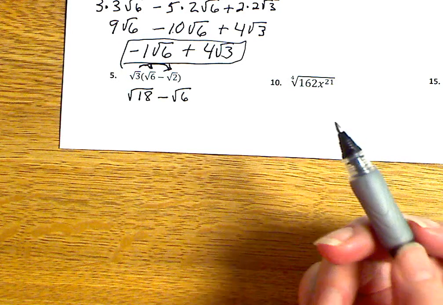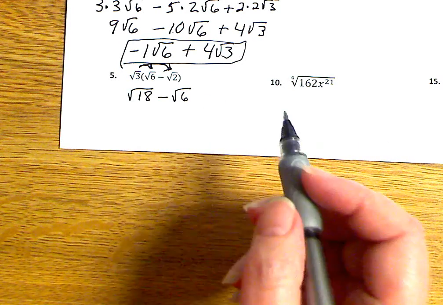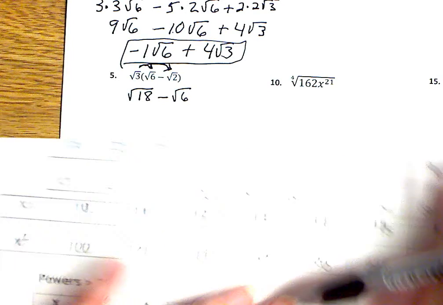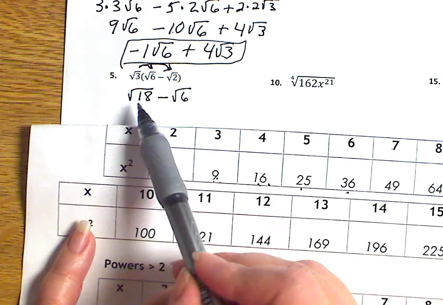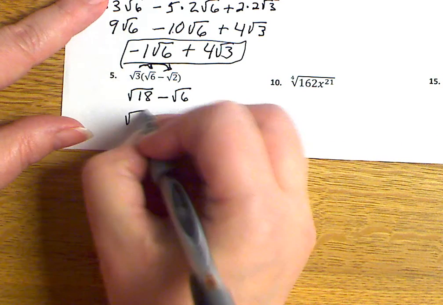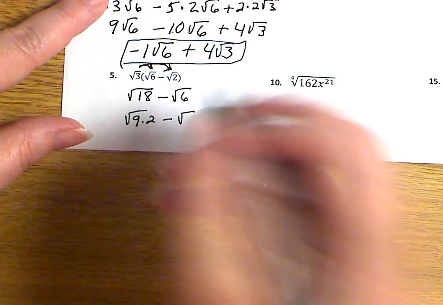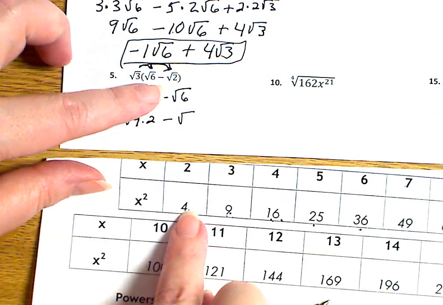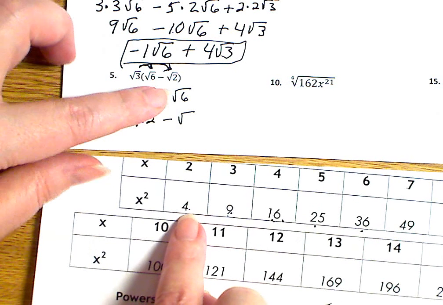All right, then you have to see, is there a perfect square? So remember, our perfects are 4, 9, 16. What one goes into 18? 9. So we have the square root of 9 times 2. Square root of 6. Does 4 go into 6? Not evenly, so you can't do anything to it.